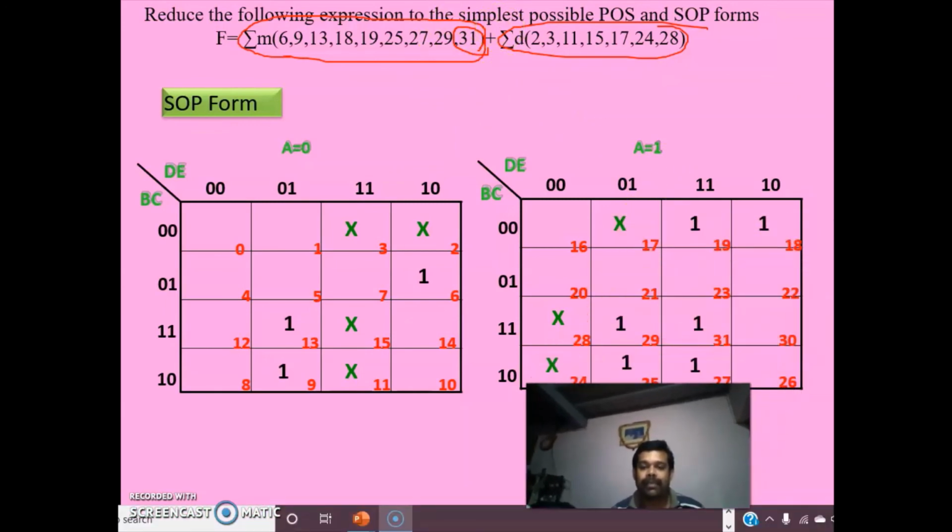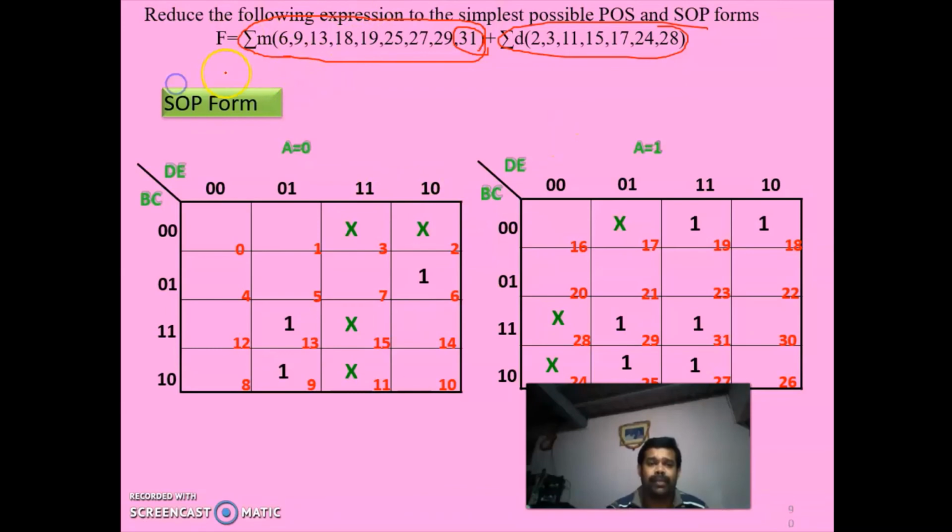So we know that we are using four variable maps to represent the 5 variables. So first we are going for the SOP. SOP means we have to enter ones into the respective positions in the map for the given minterms. So here the minterms are 6, 9, 13, 18, 19, 25, 27, 29, 31. In these places you have to plot ones, and for don't cares you have to plot zeros.